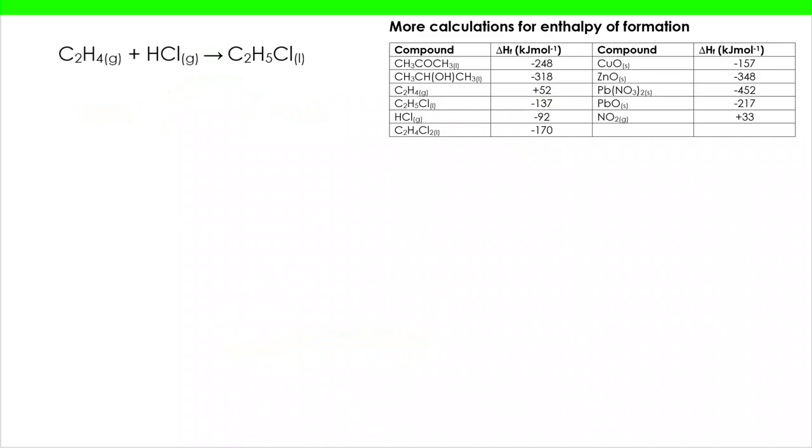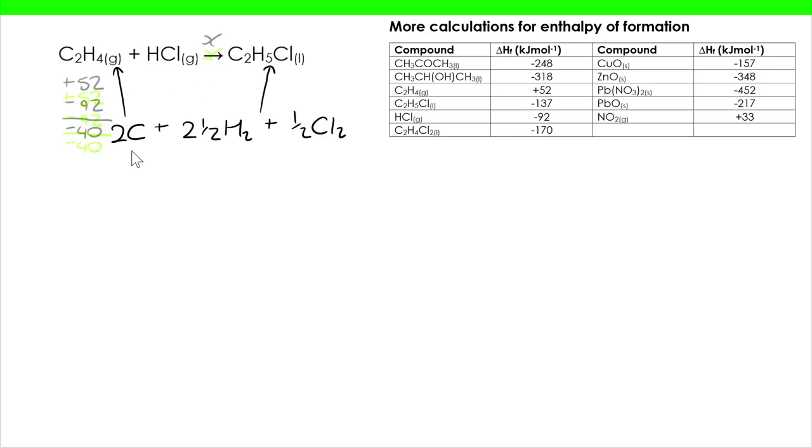Okay, let's try another one. Once again, you have got the enthalpy of formation provided, for all 3 of them: the ethene, the hydrochloric acid, and the chloroethane. So I'm going to complete the cycle. I've got my 2C, my 2.5H2, my half Cl2, enthalpy of formation going to here. And actually, if I separate out the enthalpy of formation of ethene and HCl, it needs exactly the same things.